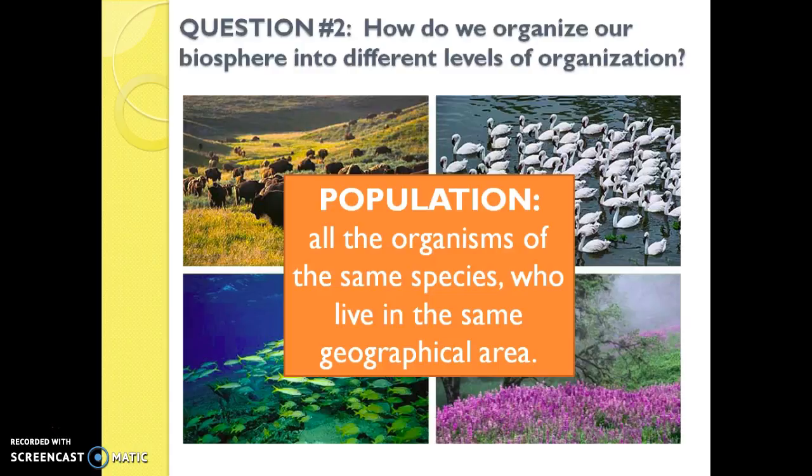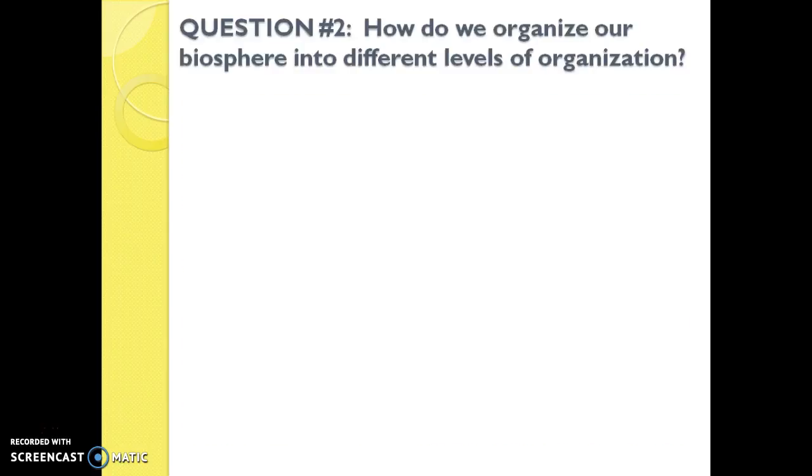Now, you can look at the population of a single habitat. You can look at the population within, like, the state of Wisconsin. You can look at the population within the Midwest. You can look at the population within the United States. You can look at the population globally. So it depends on how you look at it, what angle you're looking at from. But this is our definition of population.